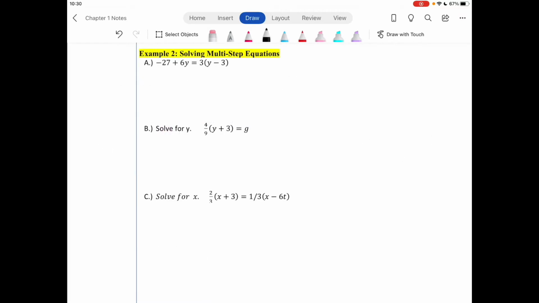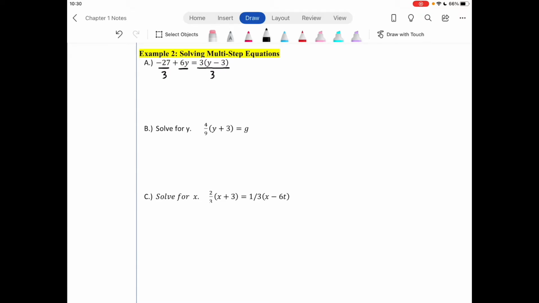Now we can take a look at solving multi-step equations. We're going to notice that here we have a variable on both sides of the equal sign. And we also have some parentheses. Two ways we could go about it. We could distribute that 3 into the parentheses, or we could divide both sides by 3. Since 3 will divide into negative 27 and 6, let's go ahead and do that.